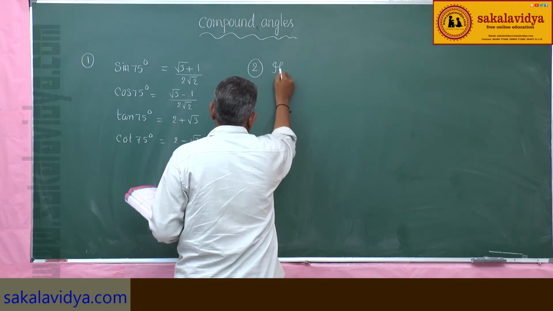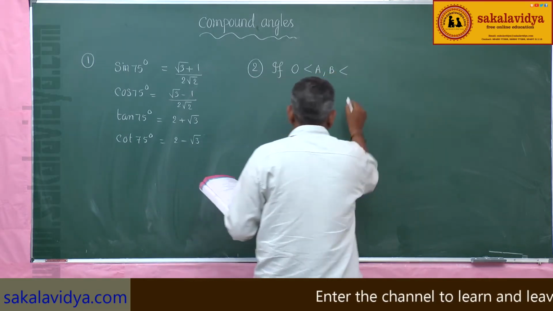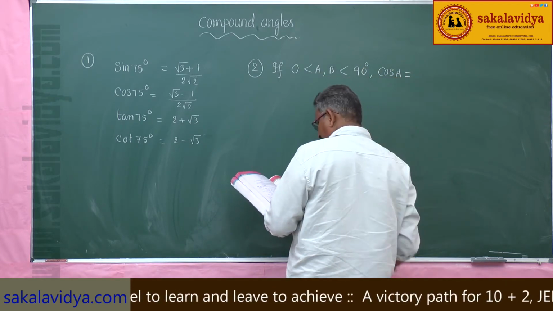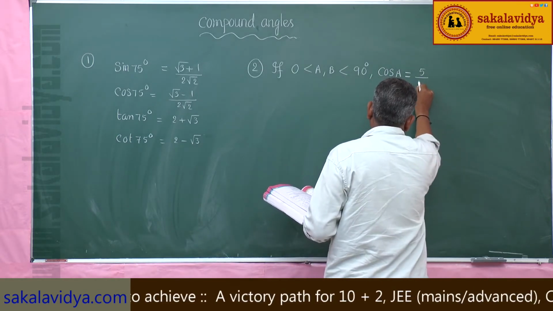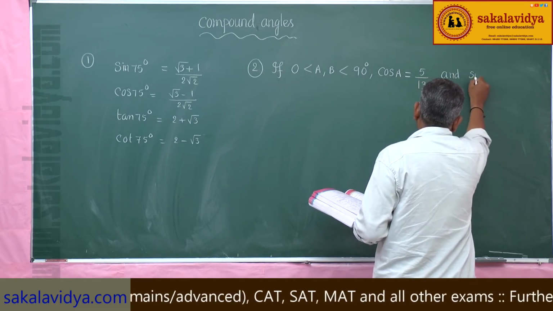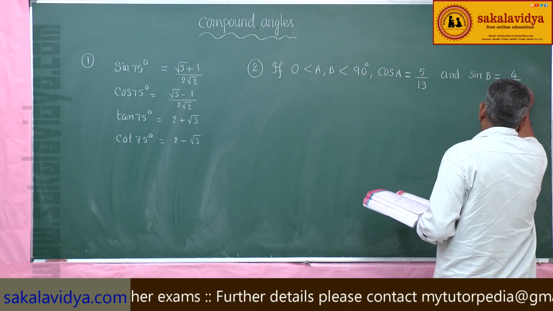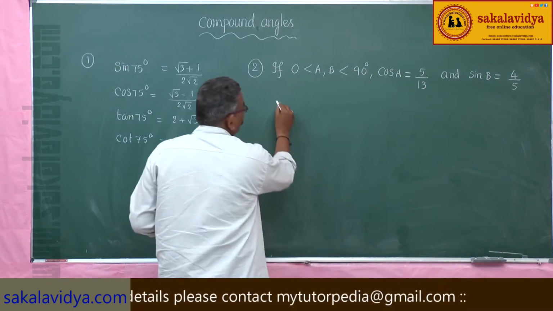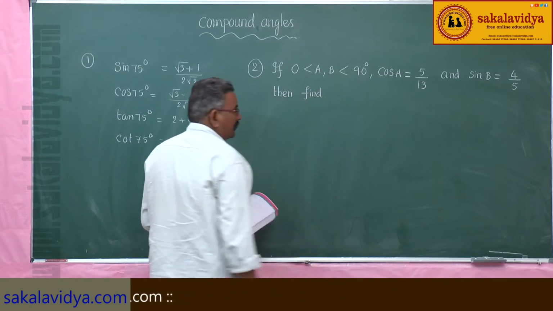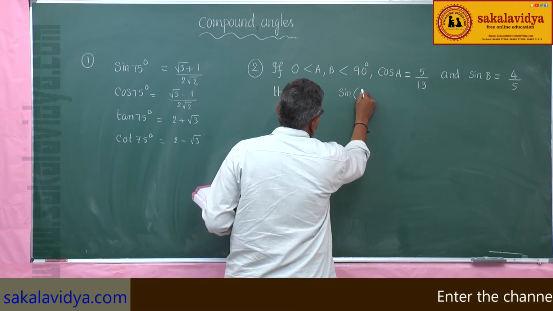If 0 less than a, b less than 90 degrees, cos a is equal to 5 by 13 and sin b equals 4 by 5, then find sin of a plus b.